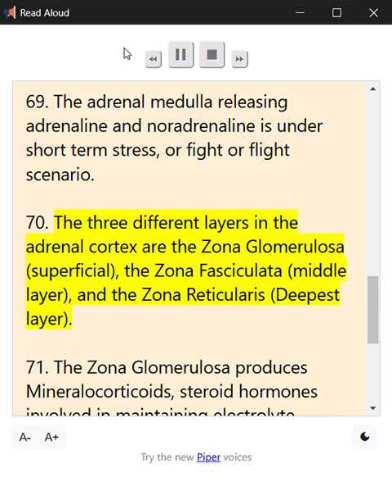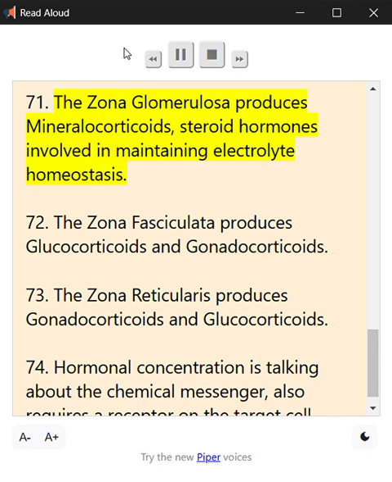70. The three different layers in the adrenal cortex are the zona glomerulosa, superficial, the zona fasciculata, middle layer, and the zona reticularis, deepest layer. 71. The zona glomerulosa produces mineralocorticoids, steroid hormones involved in maintaining electrolyte homeostasis. 72. The zona fasciculata produces glucocorticoids and gonadocorticoids.